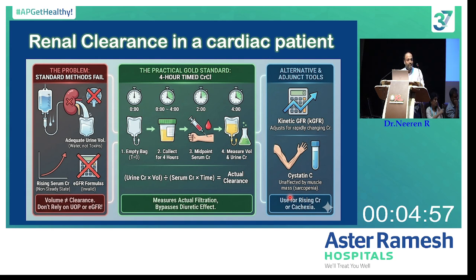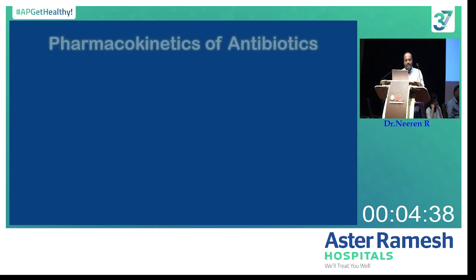The ideal way is to go back to the basics, calculate the urine and serum creatinine for a short duration, and that keeps changing day by day. So that is the best way to calculate renal clearance in these patients. Of course, you can use some other adjunctive tools like kinetic GFR and cystatin C if they are available.